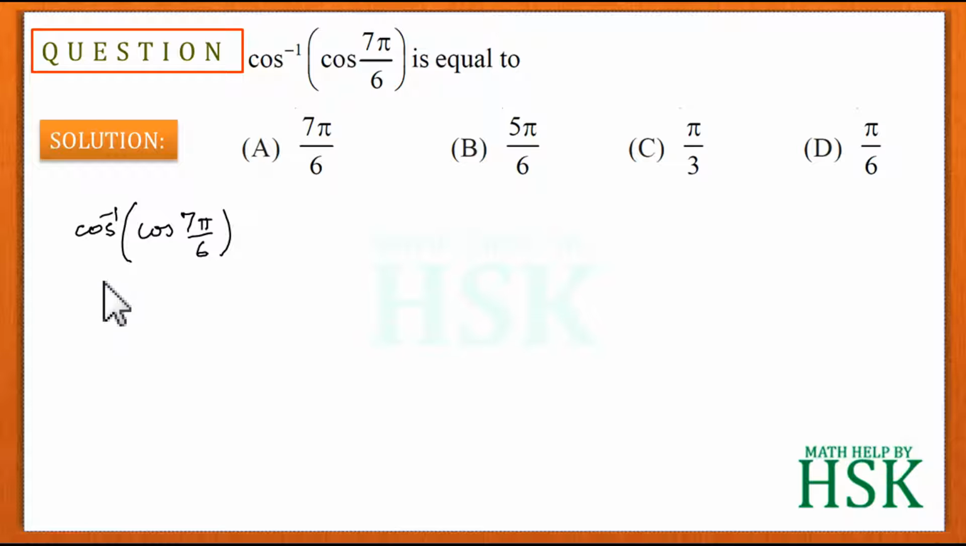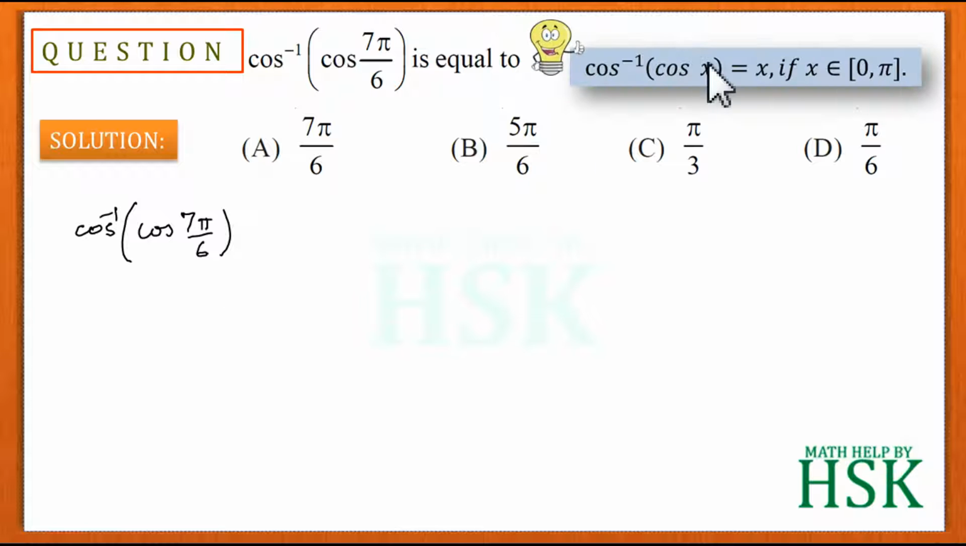Now to solve this we should know an important result, and that result is cos inverse of cos x is equal to x if x belongs to the closed interval 0 to pi. So right now we cannot solve it because 7 pi by 6 does not belong to this interval 0 to pi. So we are going to find an equivalent value of cos of 7 pi by 6 so that cos of that particular angle remains equal to the value of 7 pi by 6, but the angle is lying between 0 to pi in the closed interval.